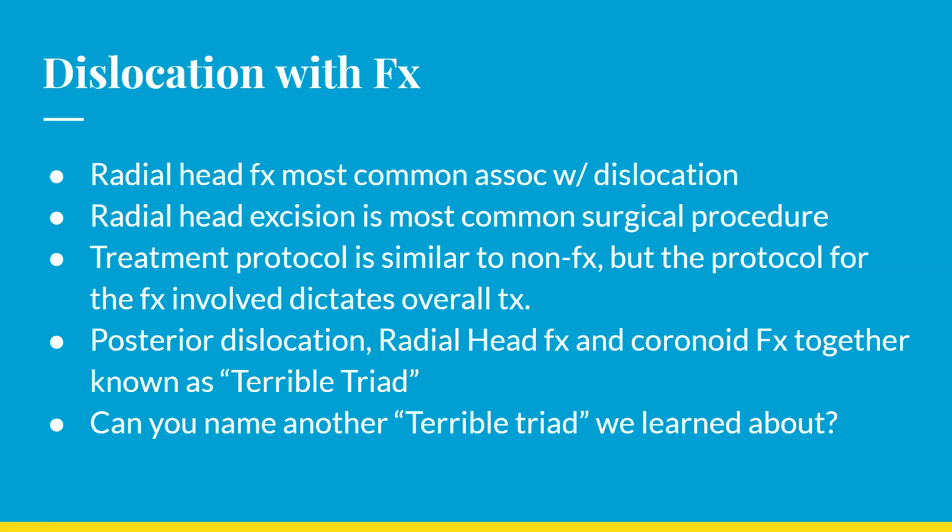And then you can also have posterior dislocation, a radial head fracture, and a coronoid fracture together, known as the terrible triad. And I'm going to leave this question open. Can you name another terrible triad we learned about? I'm sure you all can.